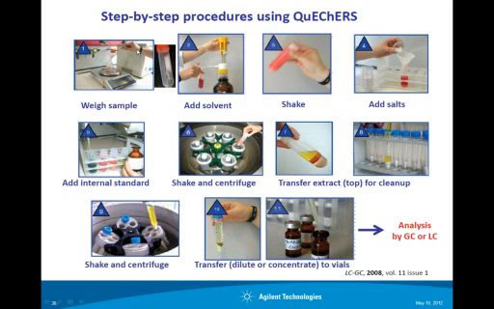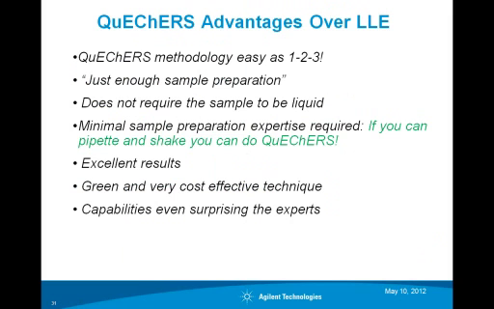The procedure is to take a sample. It can be solid or a liquid. Homogenize it, add it to a tube, add solvent, shake, add your salt, add internal standard if required, shake, centrifuge. You will end up with a tube with these separate layers. Take an aliquot of the top layer, add it to a dispersive tube containing SPE material, vortex, centrifuge, and you're ready to analyze. You take an aliquot of the top, and you can go to GC or LC analysis.